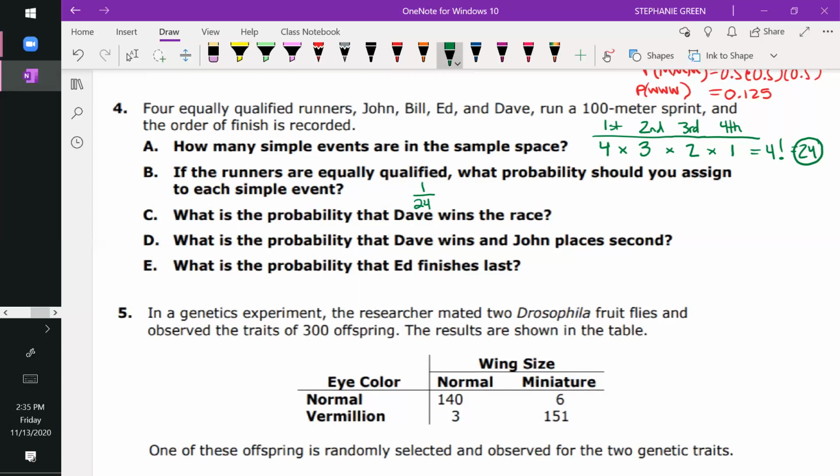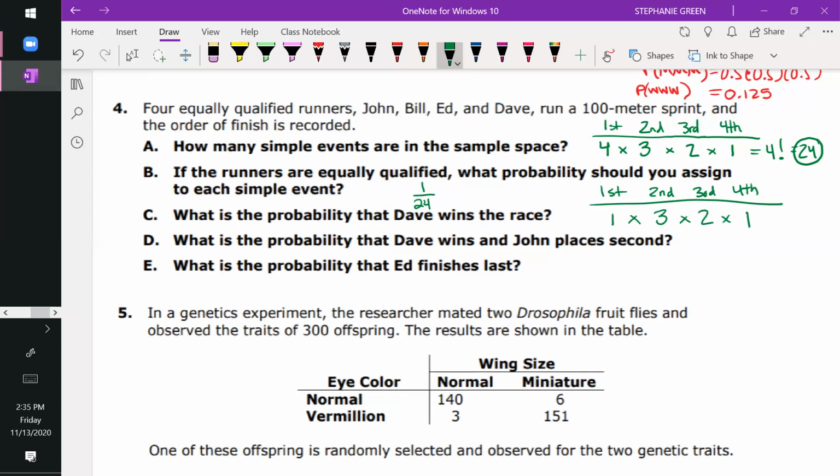Part C, what is the probability that Dave wins the race? Well, how many different ways can Dave come in first place? So now we're saying first, second, third, fourth. So now we're saying we only have 1 option for first place. It's guaranteed to be Dave. So the other 3 people can make second place, leaving 2 people left to get third and 1 person for fourth. 1 times 3 times 2 times 1 is 6.